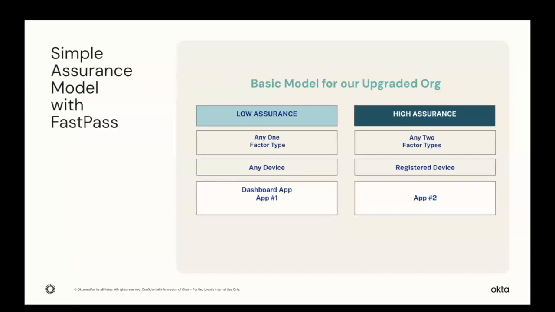Great, Brett. Thank you. So yeah, it's now time to leverage OIE in our upgraded org. So for our passwordless scenario, we are going to implement a very simple 2-bucket assurance level here. On the first level, which we call low assurance, we are going to require any one factor, any device, and this is going to be used to give us access to the dashboard app and to our first application. For our second application, we're going to require higher assurance, which is going to be any two factors on the registered device, and we will see that we'll implement true MFA as well here.